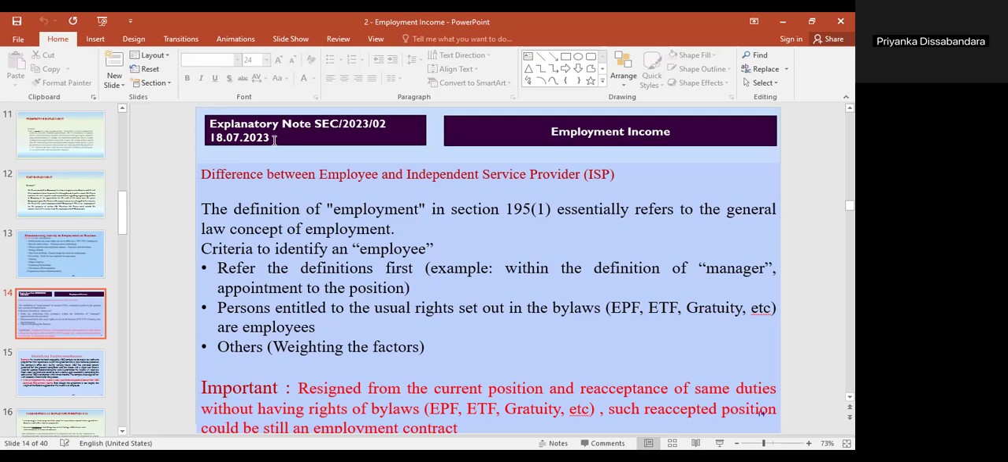Because of that, we have issued an explanatory note. In that explanatory note, we considered these things. The definition of employment in section 195 essentially refers to the general law concept of employment. So if the person is an employee, when making the payment to them, if they have to deduct EPF, ETF as per the bylaws, then the income definitely should be for employment.